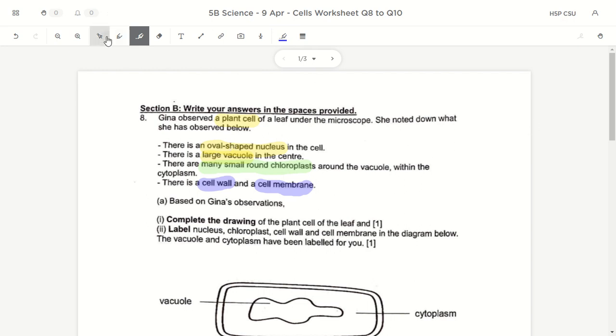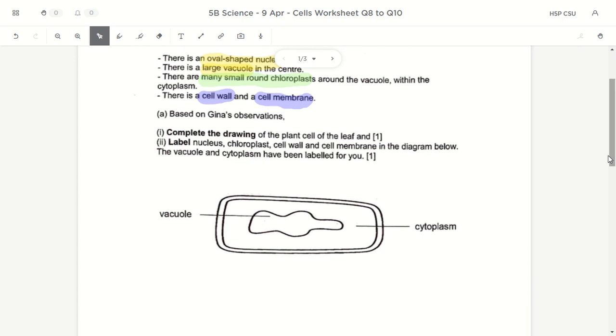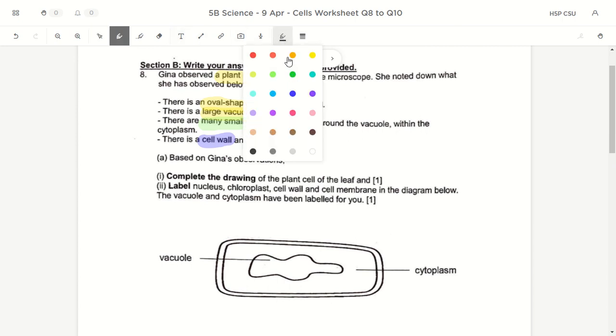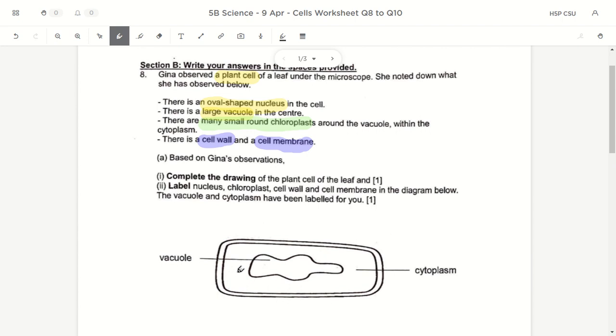So what they would want you to do is part 1, based on the observation, complete the drawing of the plant cell of the leaf. So let's follow the checklist here. You have a nucleus, so let's draw in the nucleus. Okay, so let's use maybe black color. I'll draw in a nucleus. The nucleus is quite big, so draw a big one over here like that. Then maybe you want to shade it. Okay, so this is my nucleus.